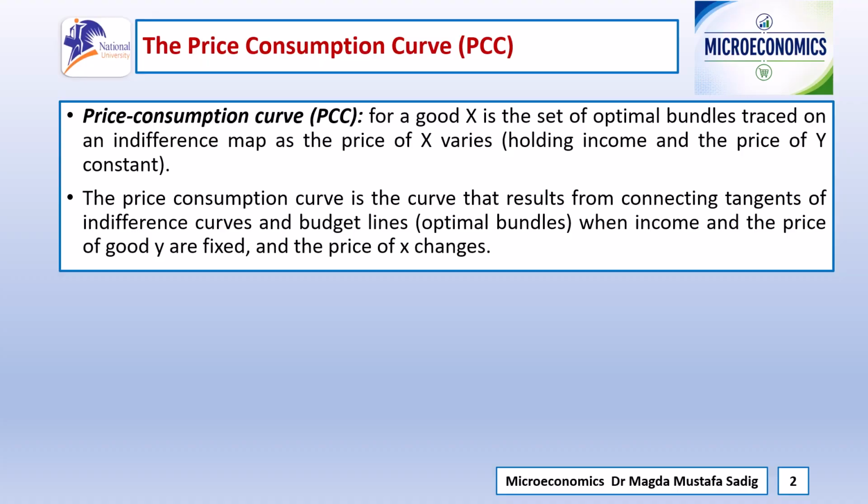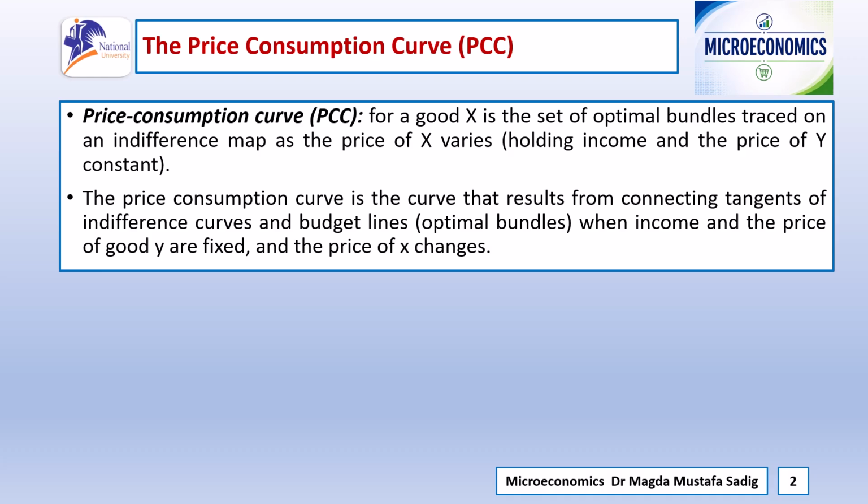The price consumption curve. Let us begin with the price consumption curve, commonly called the PCC. The PCC is simply a curve that shows how a consumer's best choice changes when the price of one good changes, while income, preferences, and the price of other goods remain constant.